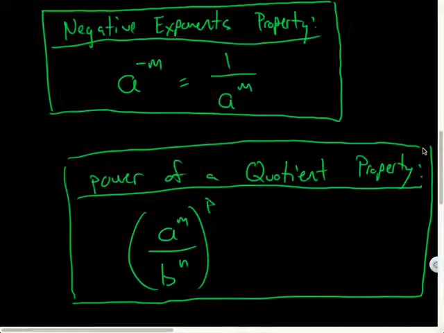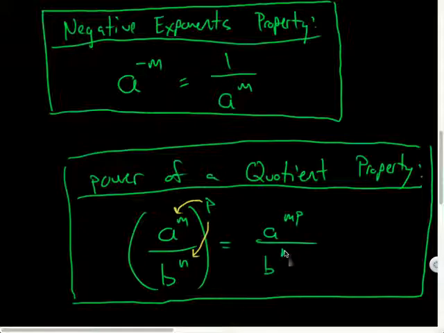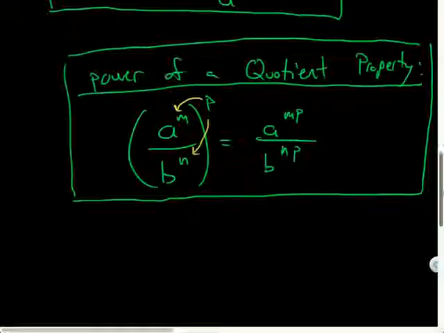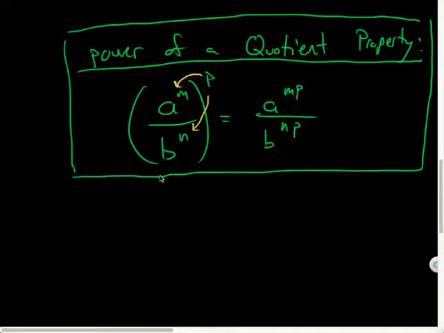What do you think we could do here? Yeah, it turns out exponentiation is distributed over division as well as multiplication. So that's a to the mp over b to the np. Right there.